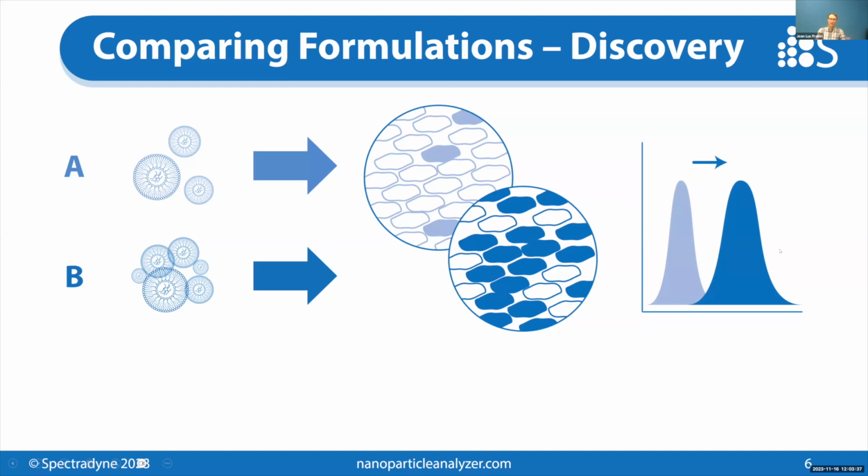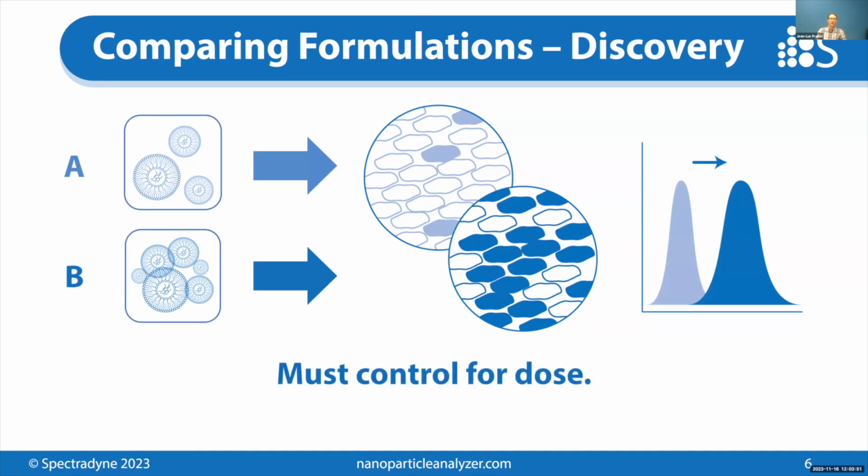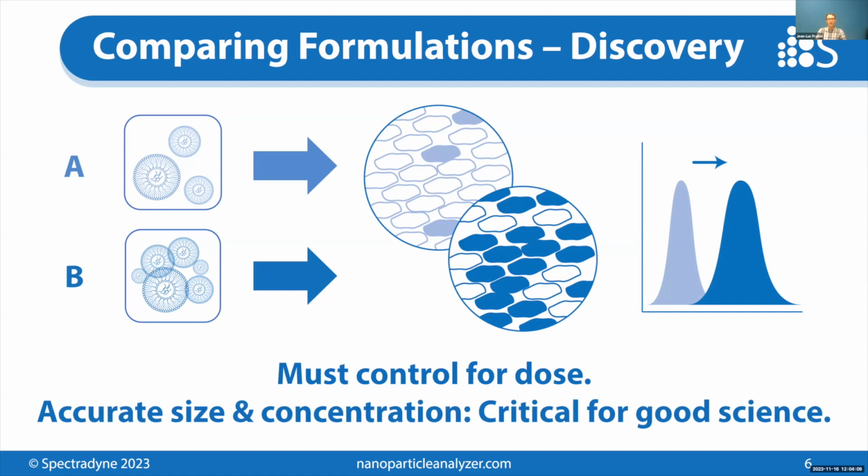Right? It's a very simple sort of generic experiment, but any scientist looking at this experiment would realize that you would never consider doing this without first controlling for the dose, the amount of material that you put on the test system to make sure that it's the same in both cases, right? If you put in 10 times as much of B, then it's natural to expect you get a bigger or a different response from that formulation than formulation A, and you have to take that into account to do good science. So the accurate concentration and size measurements are critical really for any kind of good science because it leads to controlled experiments.